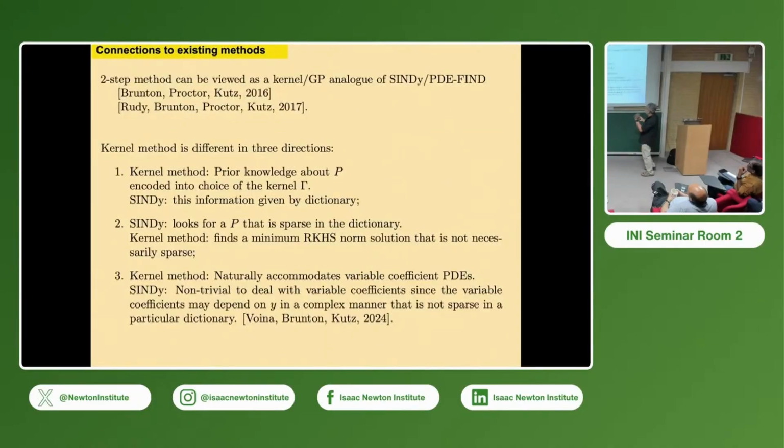Therefore, it makes sense to pursue another method, which is something that we call the one-step method. But before I go to the one-step method, let me just mention that this two-step method that I just described can be viewed as a kernel/GP analog of SINDy PDE-find.